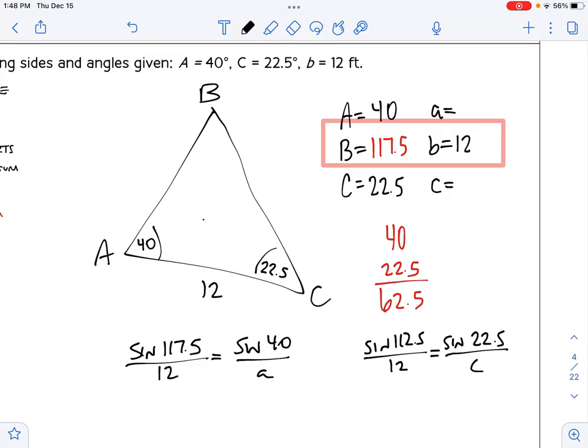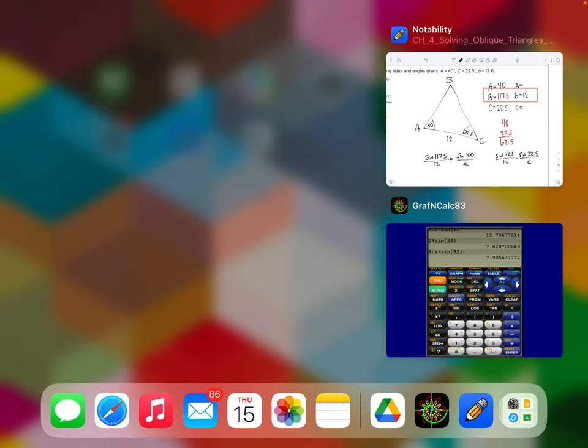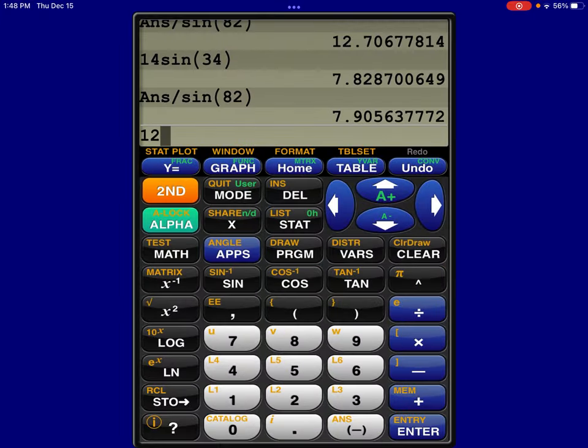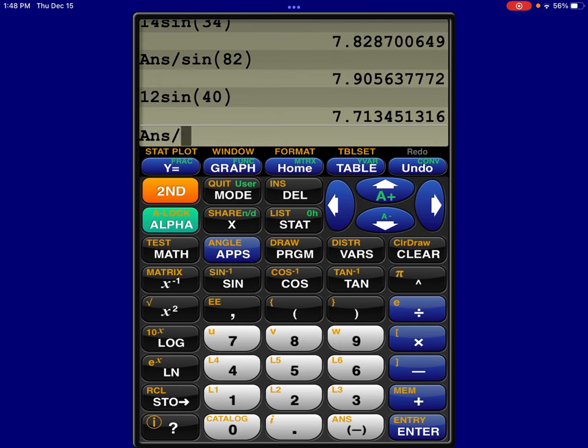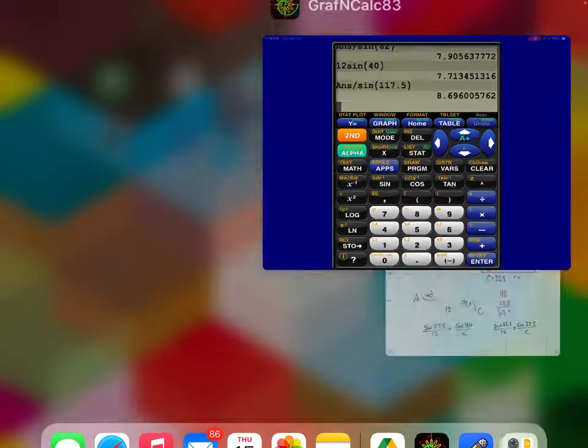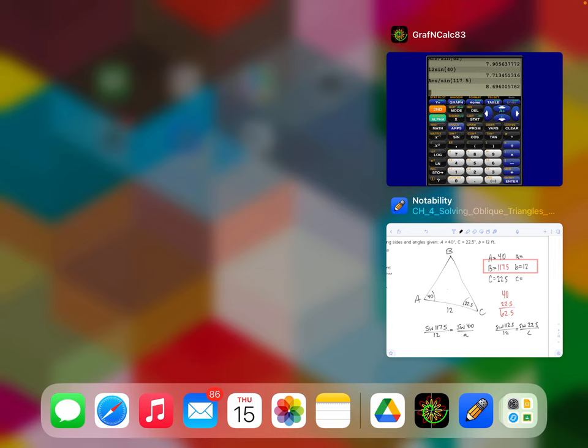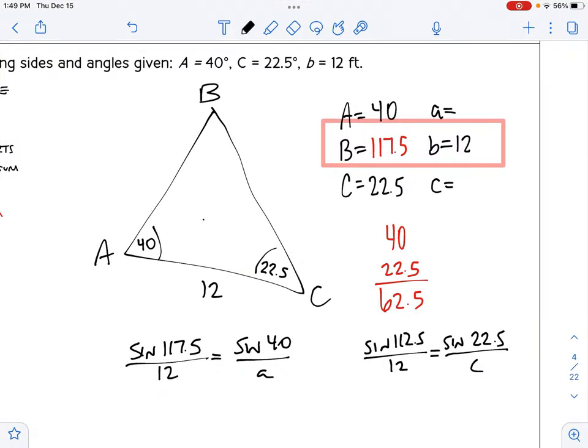So 12 times the sine of 40, divided by the sine of 117.5. 12 sine 40 divided by sine of 117.5 gives me side a to be 8.7.